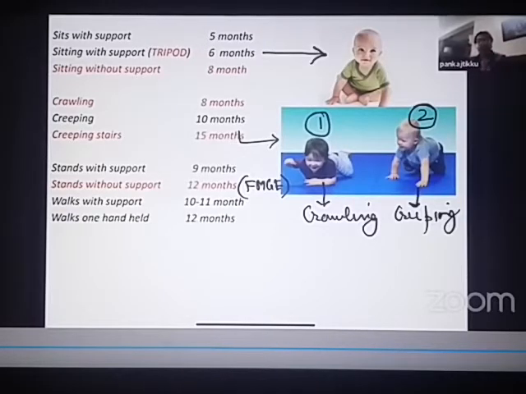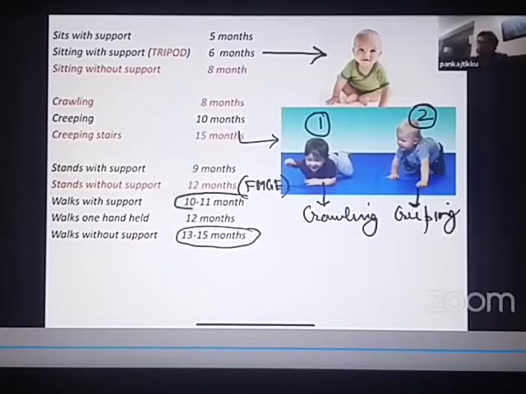When can they walk without support? Children can walk without support at the age of 13 to 15 months. So this is walking without support, 13 to 15 months. Walking with support, 10 to 11 months. In between, there is one milestone.